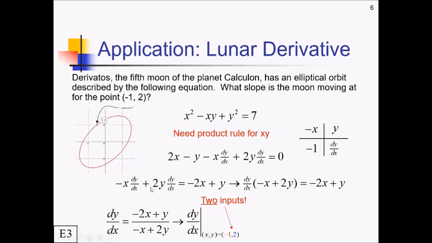So going ahead and doing this, we have negative 2 times the x value negative 1 plus the y value 2, all over negative 1 for that x value, and then plus 2 times that y value of 2. Evaluating this now, we have 2 plus 2 is 4, and then we have negative 1 plus 4 is 5. So that's our slope of the moon Derivatos. Now, once you got to this point with all constants, you could, of course, not simplify it if it's a free response, but very often these are multiple choice questions.